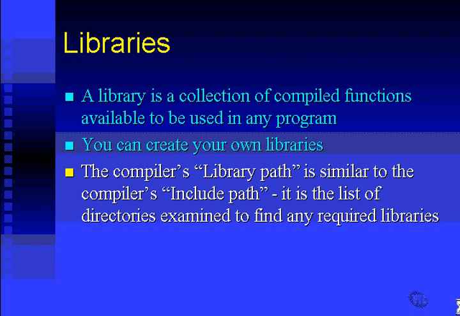Now cast your mind back to include files. Remember I said you can include a file using the #include directive, and the compiler has an include path, which is a list of directories it goes and looks in to try and find that include file. Well, in exactly the same way, the compiler has a library path, which again is a list of directories that the compiler will go and search in to try and find the library that you've named. And that's pretty much all there is to it. If you understood it with the include path, then hopefully you'll understand it with the library path. The only difference is the include path is examined during the pre-processing phase, and the library path is examined during the linking phase.